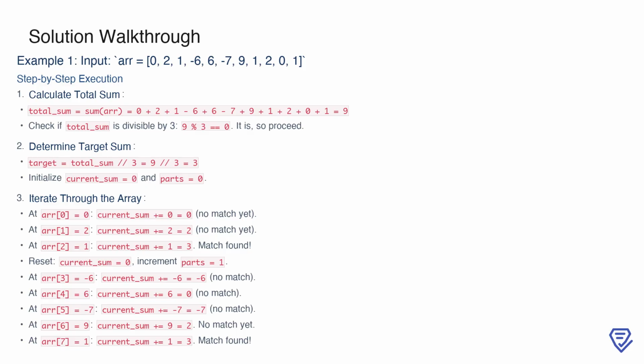We then initialize two variables, current_sum, which will keep track of the running sum as we traverse the array, and parts, which counts how many parts with the target sum we have found so far. As we iterate through the array, we start adding each element to current_sum. For instance, the first few elements add up to 3 at index 2, which matches the target. When this happens, we reset current_sum to 0 and increment parts by 1 to indicate that we found one valid part. The process continues as we move through the array to check for other parts that also sum to 3.